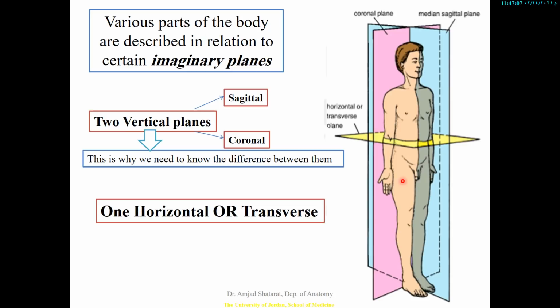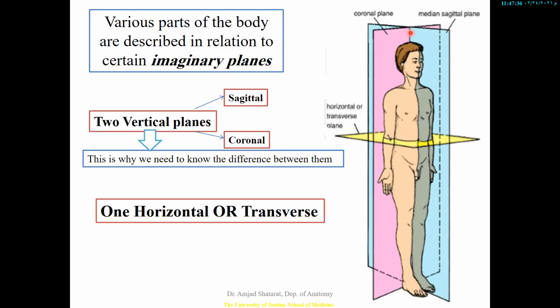In this slide, I will just simply talk about the planes. As you know, planes are either vertical, running from up to down, or they're running in a horizontal way. We have here two vertical planes. The blue one here is the sagittal, and the pink one here is the coronal. Also, we can call it the frontal.